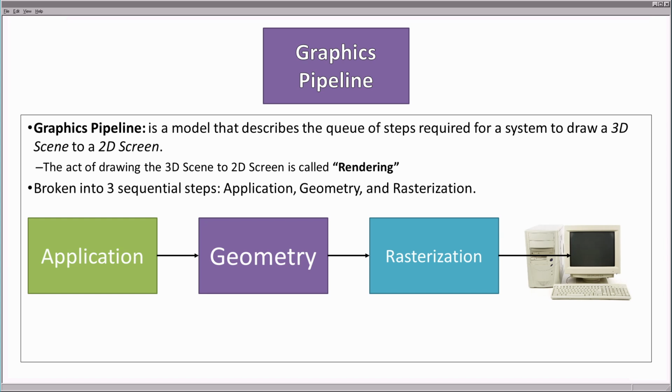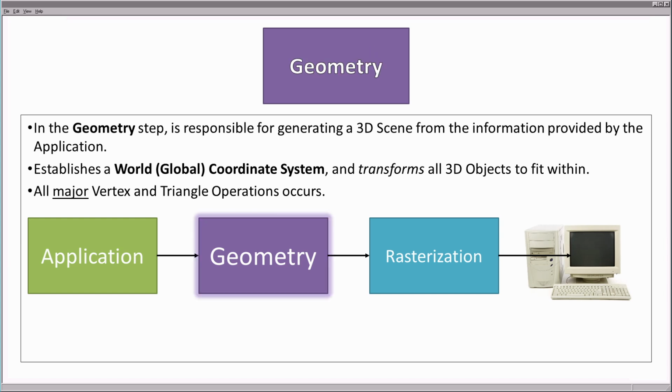We have established that the graphics pipeline is a model that describes a queue of steps required for a 3D system to draw a 3D scene to a 2D screen. More specifically, the act of drawing a 3D scene to a 2D screen is called rendering. The process can be broken into three sequential steps: application, geometry, and rasterization. The geometry step is responsible for generating the 3D scene from the information provided by the application. This establishes a world or global coordinate system and transforms all 3D objects to fit within it.